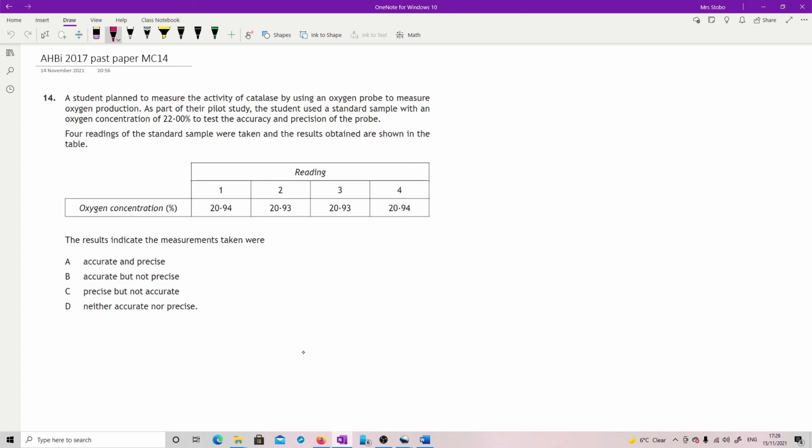Let's start with how accurate it is. 22.00 was the actual concentration, and this is what we got as a reading. That is not super accurate. That's a fairly major move away from it. But the readings are pretty close to each other, definitely pretty close. So it's not accurate, but it is precise. Precise but not accurate.